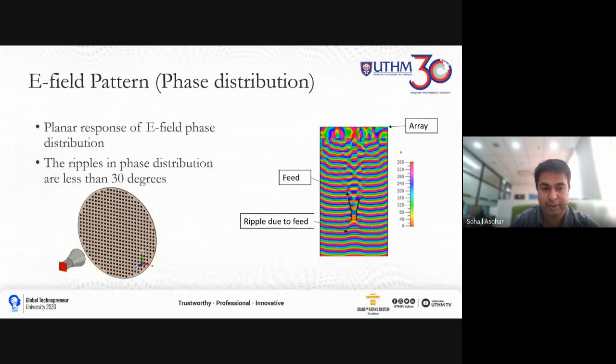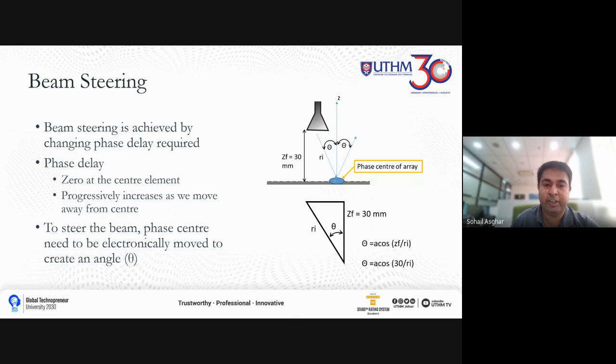Now, coming to the beam steering point, our objective is to steer the beam as I showed in the earlier slide. In this concept, we can simply steer the beam by changing the phase delay. We can change the phase center of the array electronically, by controlling the voltage of graphene for each of the unit cells, as we need to create an angle of theta. Initially, suppose we had the phase center of the array directly in front of the horn antenna, the feed antenna. But what if we move our phase center of the array to a different position? It will create an angle of theta from the normal to the surface.